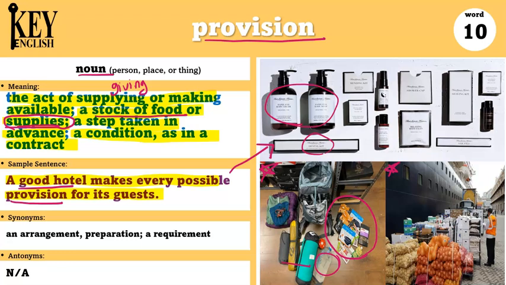Another example would be the ship carried provisions for the long trip. If this ship is going on a long trip, then they need to supply things for the people that will be on the ship. They need to make sure that the people will have food to eat and other items that people need. So those are called provisions.